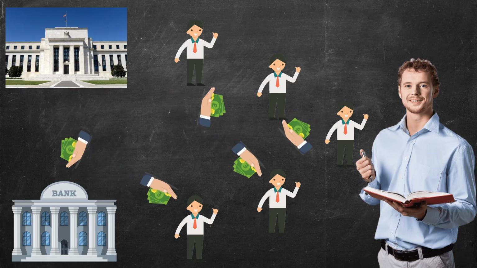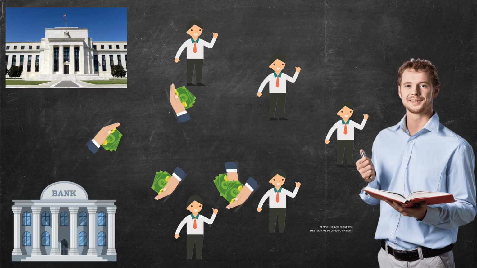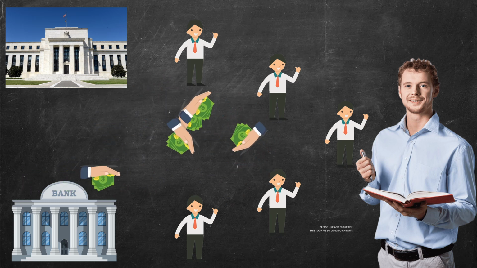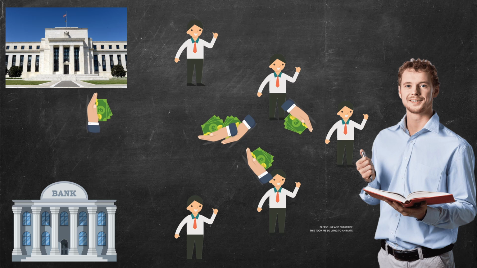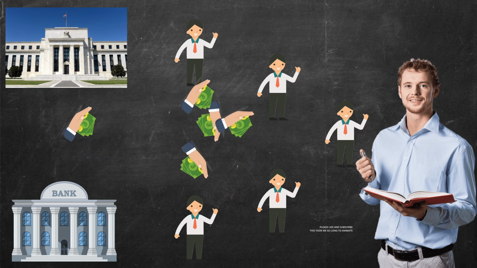Now, obviously this is a very brief and extremely simplified explanation of how banks make money and allow money to circulate. But please do understand, banks are not technically a cog in the capitalist machine.